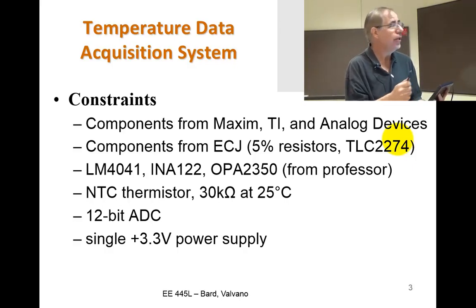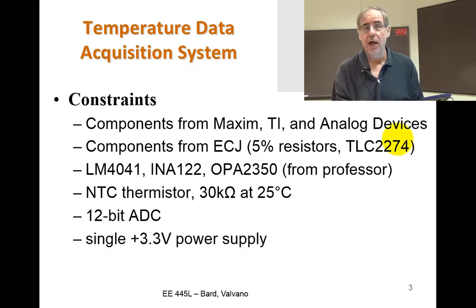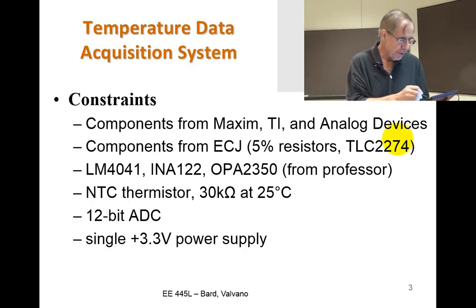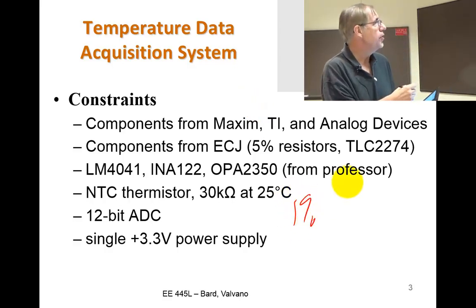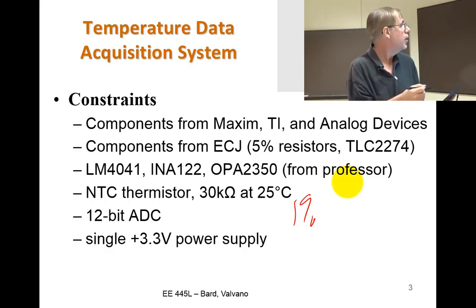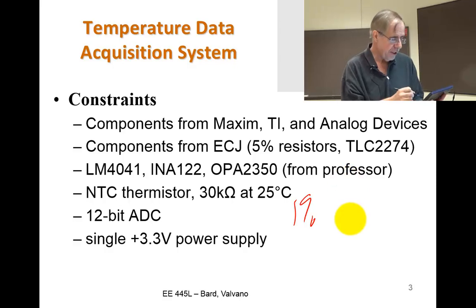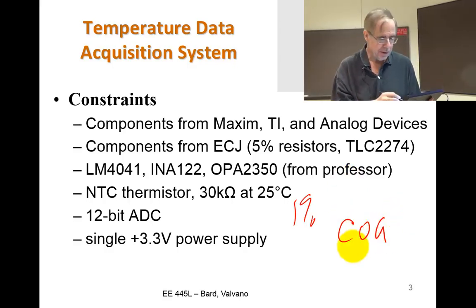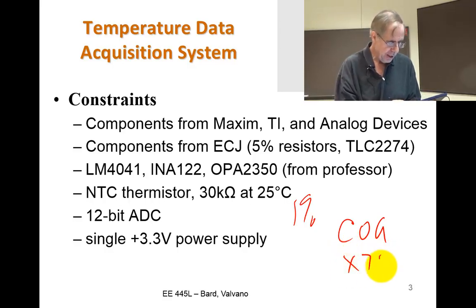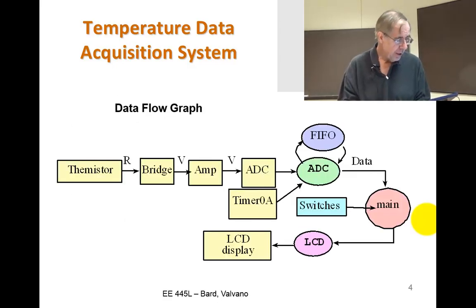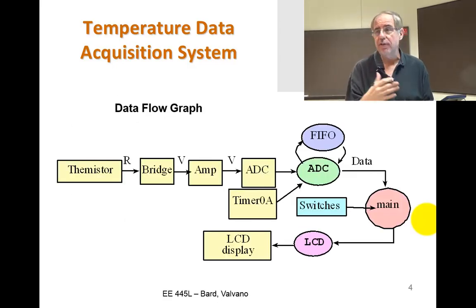So we expect you to use the parts we've already given you. But if you want to use other parts, I don't care. You should have used 1% metal film, low noise resistors, but you're going to use the crappy carbon stuff you get from checkout. Yeah, you should have used COG capacitors, but you're going to use the crappy X7R stuff that you get from checkout. All right.